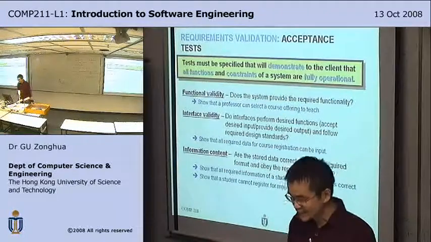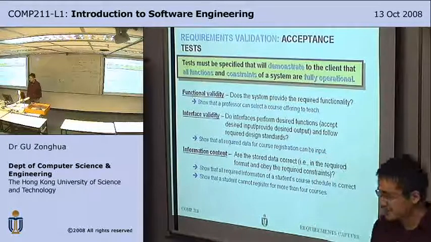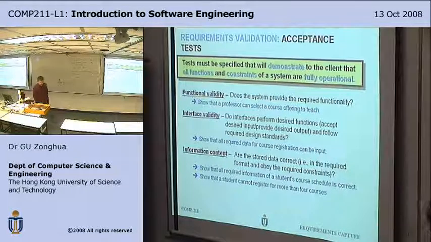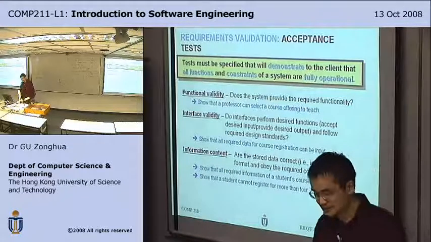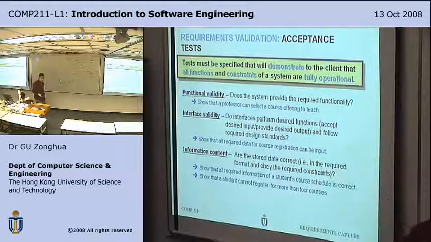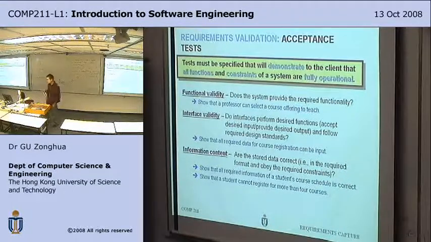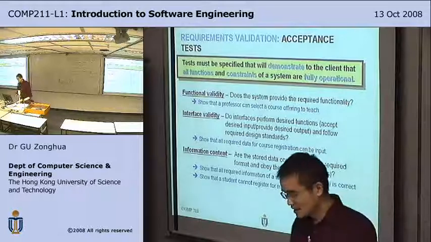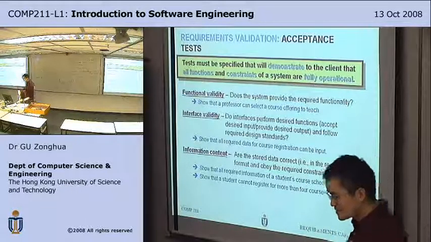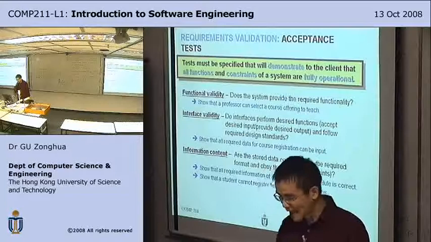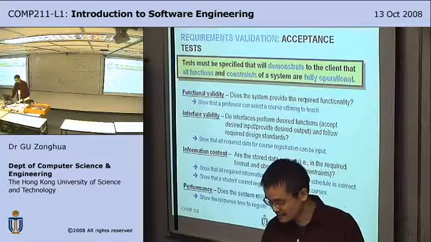So show that the student cannot register for more than 4 courses. If your system is in operation, say for a month, and you find 20 students registered for 10 courses each, then obviously your system doesn't have the information content validity, doesn't pass this criteria.